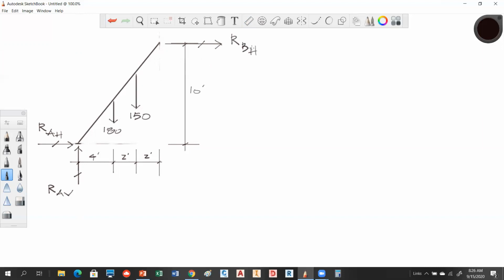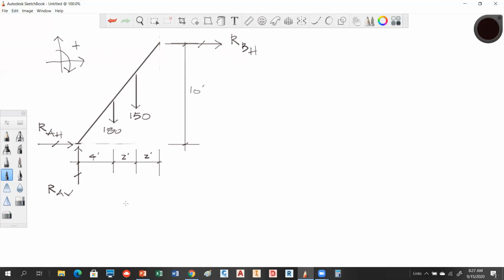So that will be reaction BH. The other thing we should do, and think about this, is anytime you do these problems, give yourself a sign convention. So I'm going to assume that anything that's up or to the right or clockwise is positive. Sound good? So we have now everything in place by our free body diagram. Remember, this has done a whole chunk of our work. So now all we need to do is apply the equations of equilibrium.